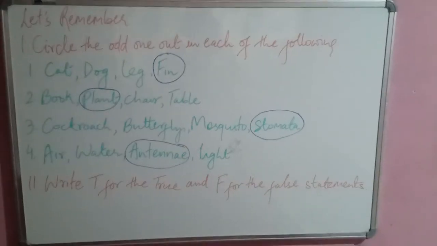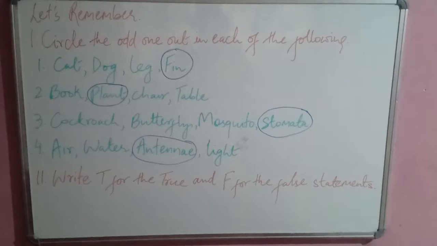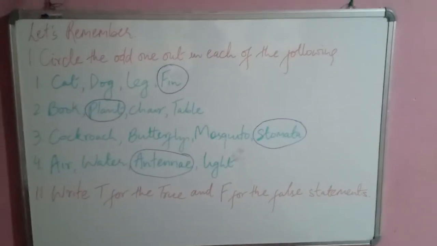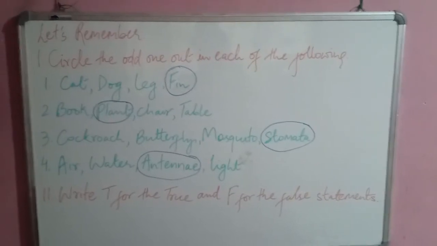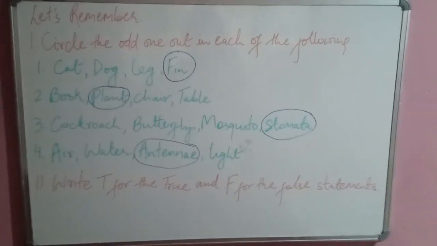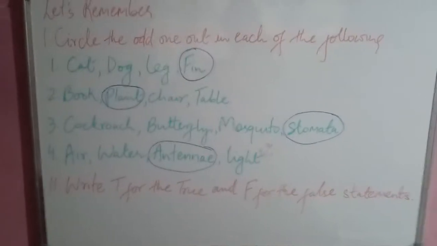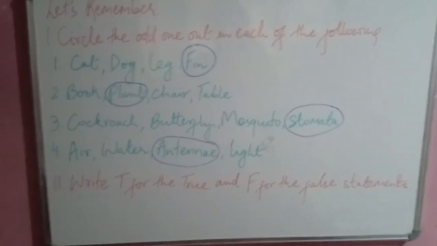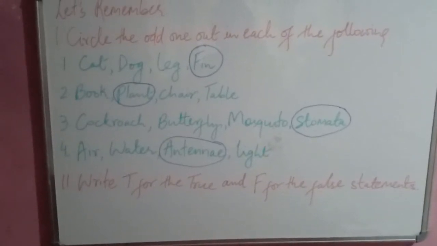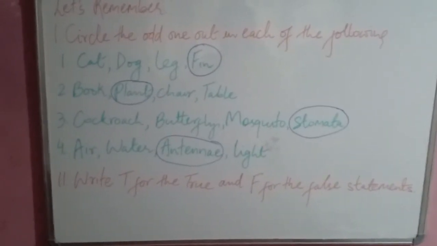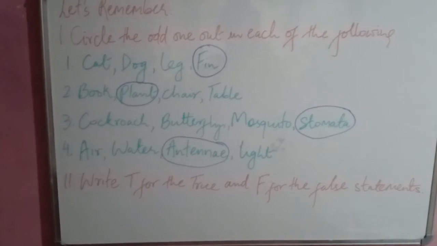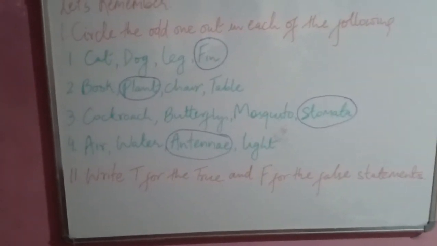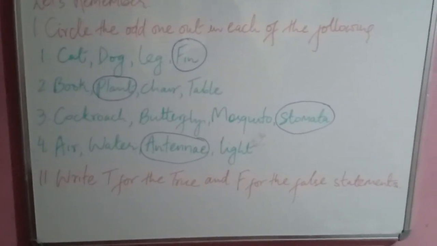Moving on, the next we have here is let's remember questions. Circle the odd one out in each of the following. First we have cat, dog, leg and fin. Fin is the odd one here. We have to circle that. Then we have book, plant, chair and table. Plant is a living thing among these, so it is the odd one. We have to circle that.